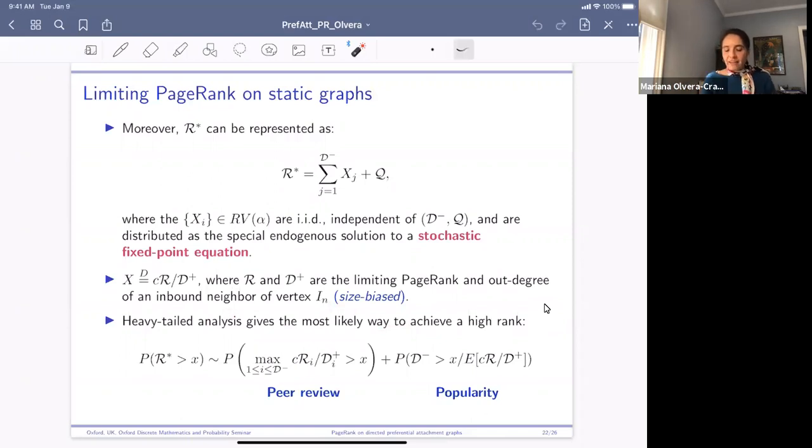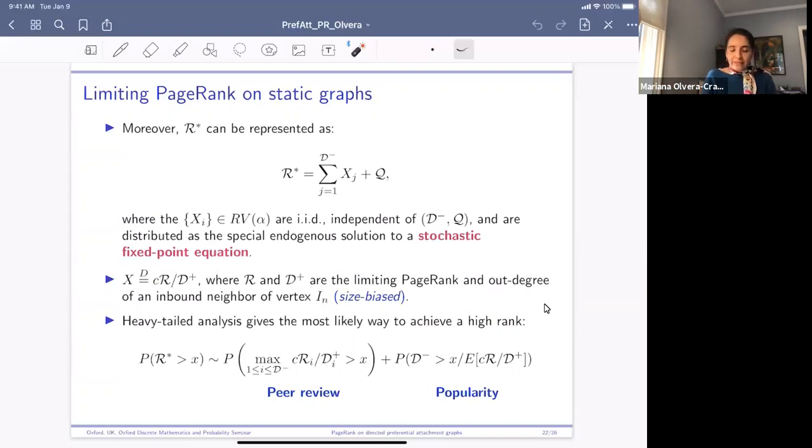It says that vertices that are going to end up with very high PageRank are either those that have one other neighbor that is also very highly ranked, so the maximum here. So I just need one very famous vertex, or one very central vertex, to be pointing to me, and that would give me also a high PageRank. Or I just need to have a very large number of neighbors. Both of them have the same weight. They just play two different scenarios of what the most likely path to the large deviations is.